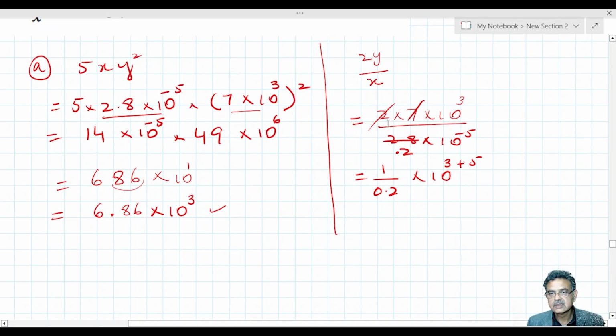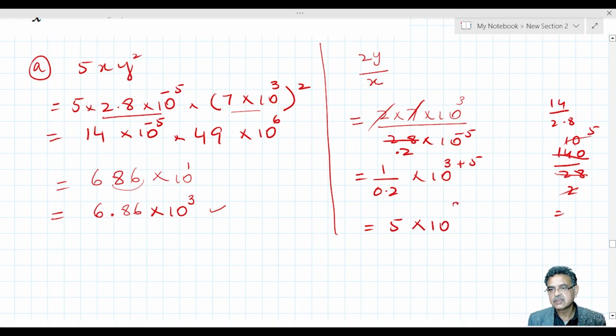Actually, this is 14. I write it separately. 14 over 2.8. So 14, you can say that this is 140 over 28. So 14 ones are 14, 14 twos are 28. Further, if we divide, that will become 5. So I can write it as 5 multiplied by 10 power 8. So that's it. This is the answer.